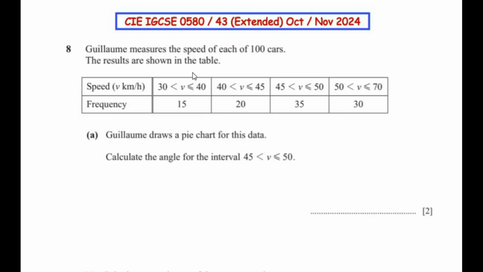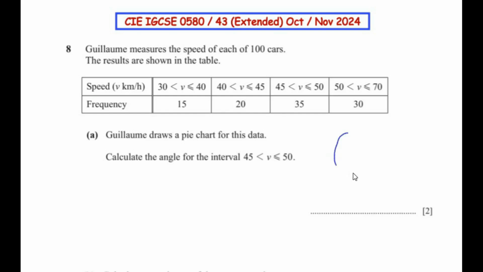So here the data has been given that Guillaume has measured the speed of 100 cars, and this is what was his conclusion. That is, there were 15 cars which were running with the speed of 30 to 40, 20 cars running with the speed of 40 to 45, and so on. After taking this data, he drew a pie chart. So we need to find out what will be the angle covered by this interval in the pie chart.